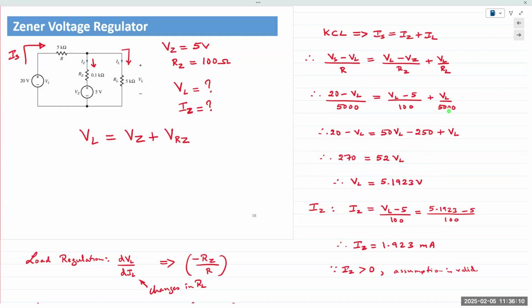If VL is 5.19 volts, we can now find IZ. IZ can be determined by finding the voltage across RZ. We find IZ as 1.923 milliamps, which is greater than 0. Hence, our diode is on.